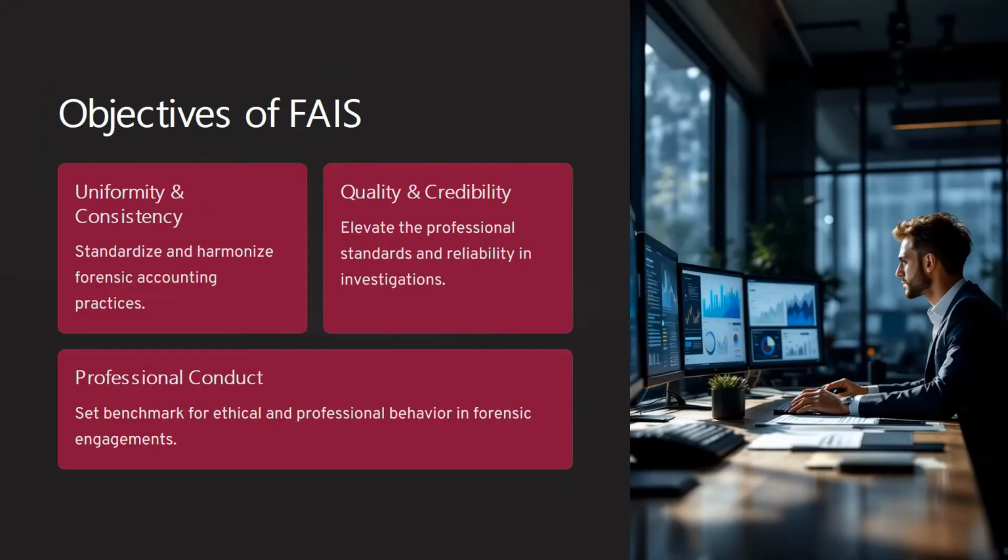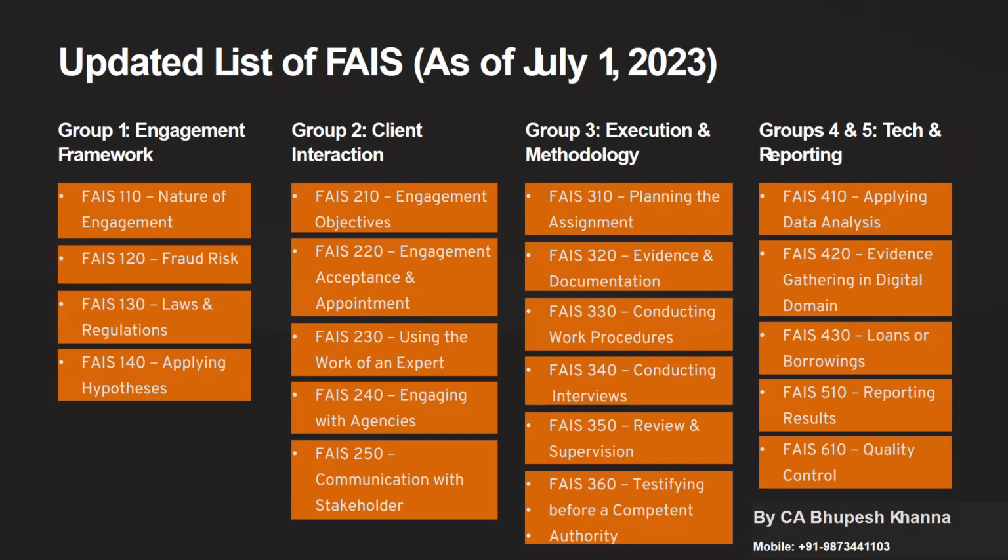2. Objective of FAIS. The primary objectives of these standards are: 1. To promote uniformity and consistency in forensic engagements. 2. To enhance the quality and credibility of forensic accounting practices. 3. To establish a benchmark for professional conduct during investigations. Now we will discuss the updated list of FAIS as of July 1, 2023. The standards have been categorized into functional themes covering engagement management, planning, execution, reporting, and quality control.